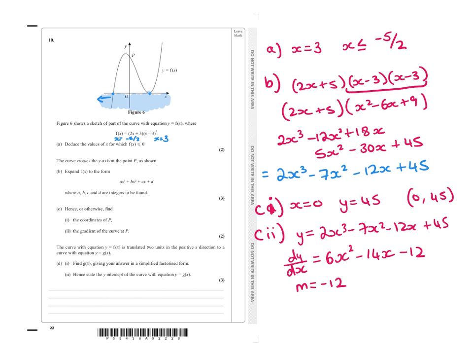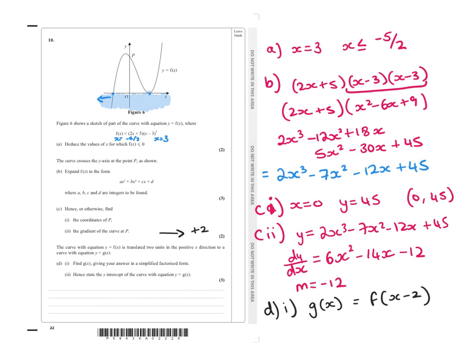And then part D, I. Find g of x, giving your answer in a simplified factorized form. Oh, wait there, I missed part of the question. Right, the curve with the equation y equals f of x is translated 2 units in the positive x direction to a curve with the equation g of x. So it's translated 2 units to the right. So essentially we've added 2, but we know then that g of x is actually f of x minus 2, because we do the opposite of what it says in the bracket.